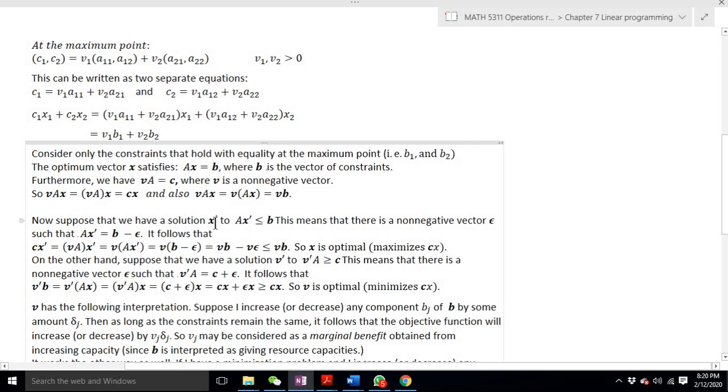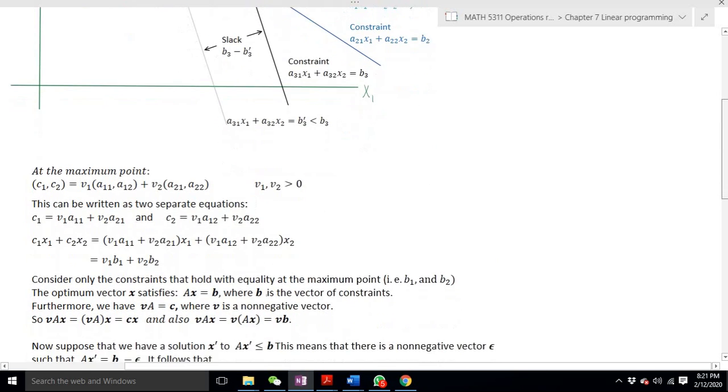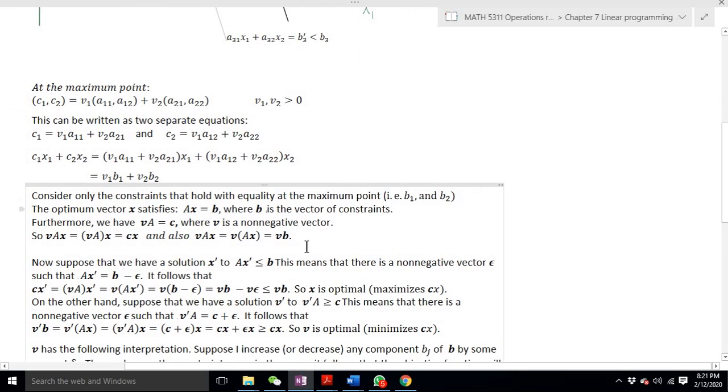Suppose I have some solution x prime to Ax prime less than or equal to b. That would be some point in the interior here. That would be some point below. Right? In that case, I can write Ax prime as b minus epsilon, where epsilon is a non-negative vector. Right? If this left-hand side is less than or equal to the right-hand side, that means I can subtract something from the right-hand side and get the left-hand side. And since this is less, that subtracting vector is a non-negative vector. I'm reducing b to get this side here.